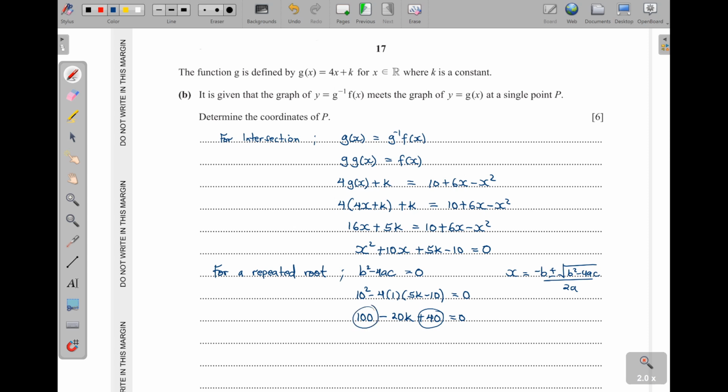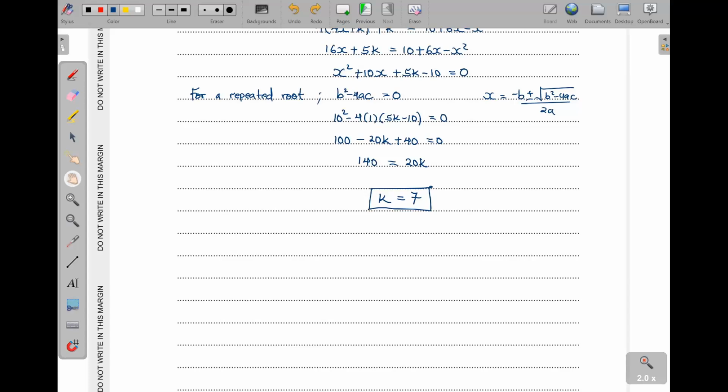So this one here plus the 100, that will be 140. Right? Then this one is equal to 20k. So when we divide all through by 20, that means our k is going to be 7. Okay? After getting that, they said determine the coordinates of P. So we need to substitute here in this equation. So this therefore implies that we shall have x squared, then plus 10x, then plus 5 times 7, which is 35, minus 10, this one will give us 25, right? So we have x squared plus 10x, then plus the 25.